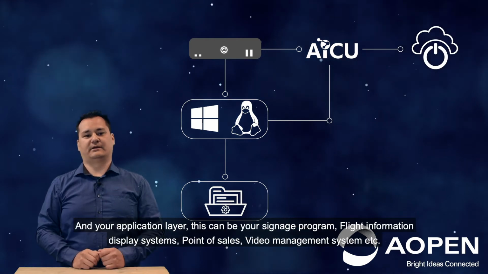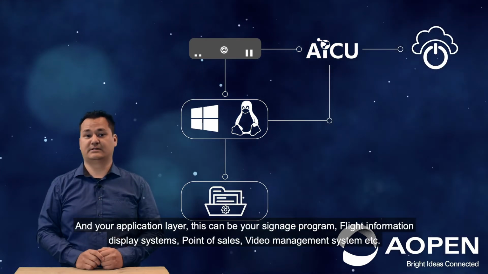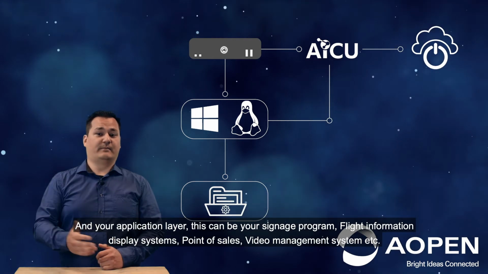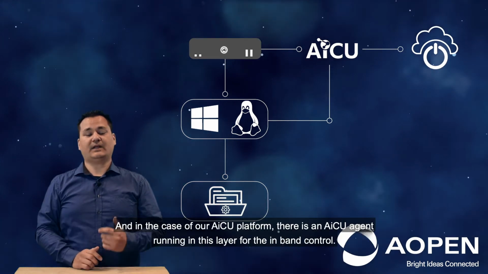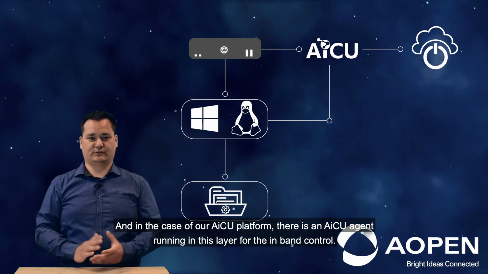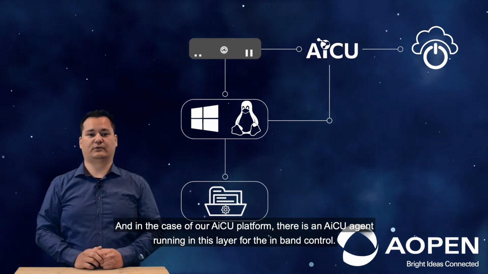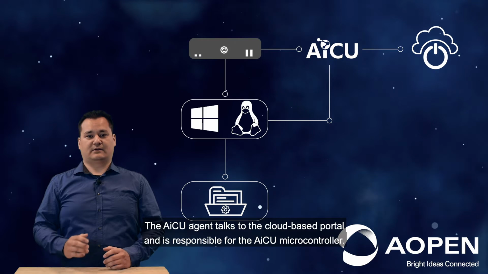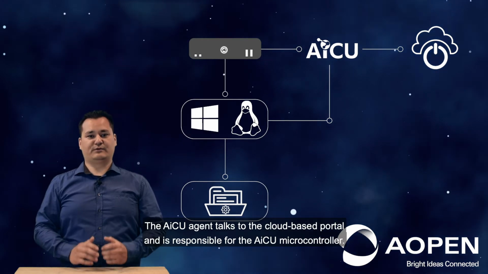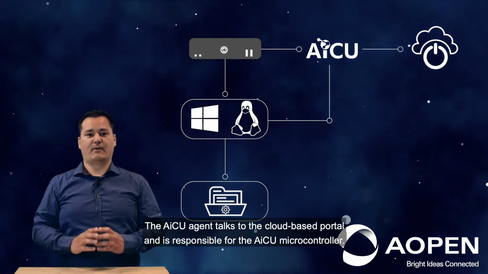And your application layer. This can be a signage program, flight information display system, point of sales, video management system, etc. And in the case of our AiCU platform, there's an AiCU agent running in this layer for the in-band control. The AiCU agent talks to the cloud-based portal and is responsible for the in-band control of the AiCU microcontroller.